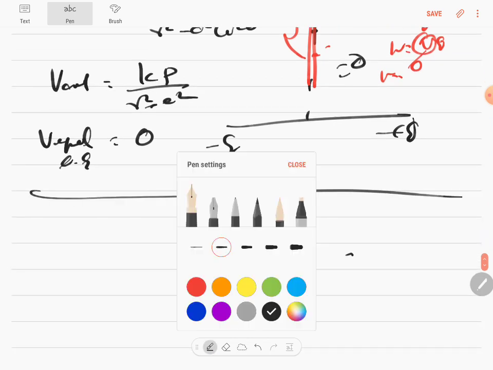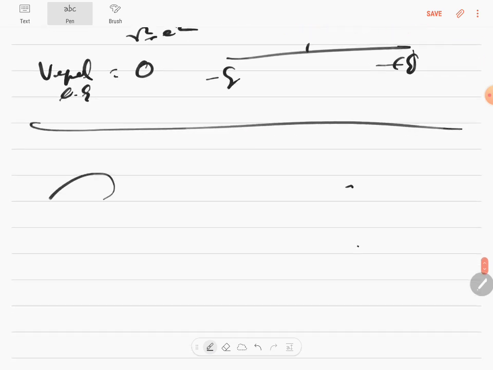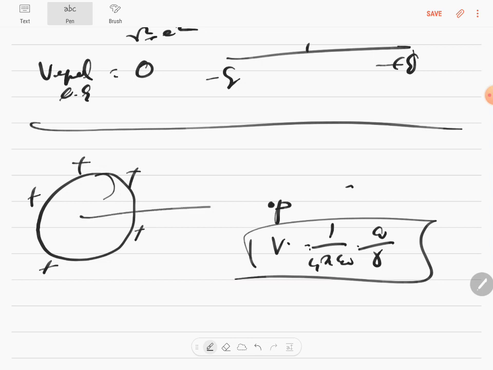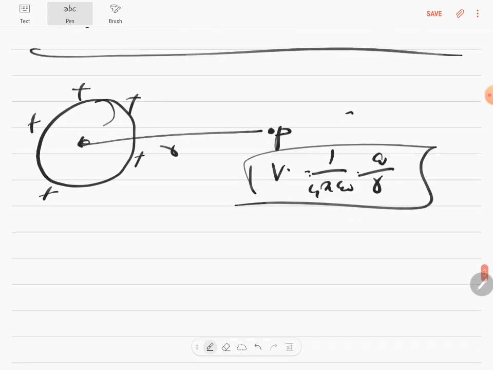Next is, supposing you have a hollow sphere. You are trying to find the potential at any point P due to this hollow sphere which has got charge Q on its surface. So obviously the potential at any point P will be, the formula, V is equal to 1 by 4 pi epsilon naught into Q by R, that's all. At any point P, which is a distance of small r, it will be 1 by 4 pi epsilon Q by R.